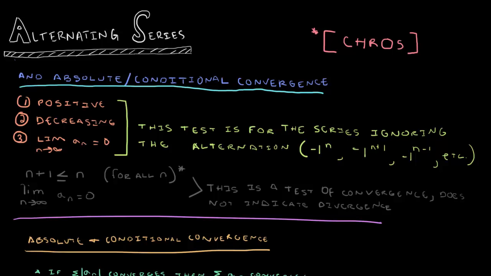I put an asterisk for all n because if this isn't the case at first, you're looking at the function over time. So if the first couple terms don't follow this rule, it's okay if you know that this is the case over time. And then the limit as n approaches infinity of a sub n must equal 0. Also note that this is a test of convergence, and the alternating series test does not indicate divergence.